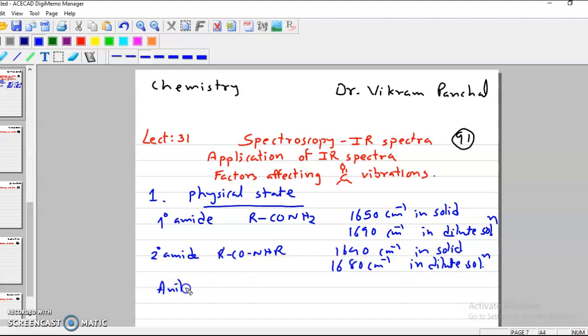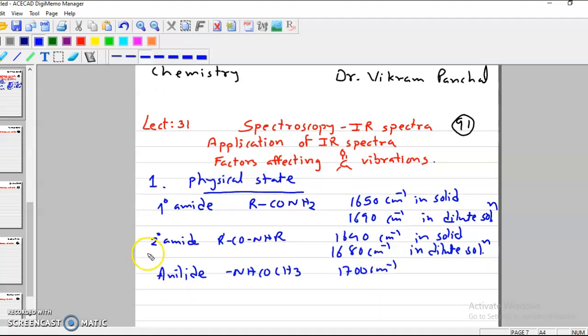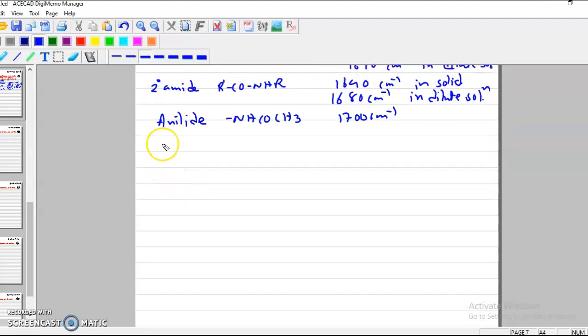Here we will also discuss the band in the anilide group, NHCOCH3, in which C=O appears at 1700 cm⁻¹ in solid state. We'll take the example of a tertiary amide, which is RCONR2. There are two alkyl groups attached to nitrogen. The band is at 1680 to 1630 cm⁻¹, and here there is no effect of physical state.